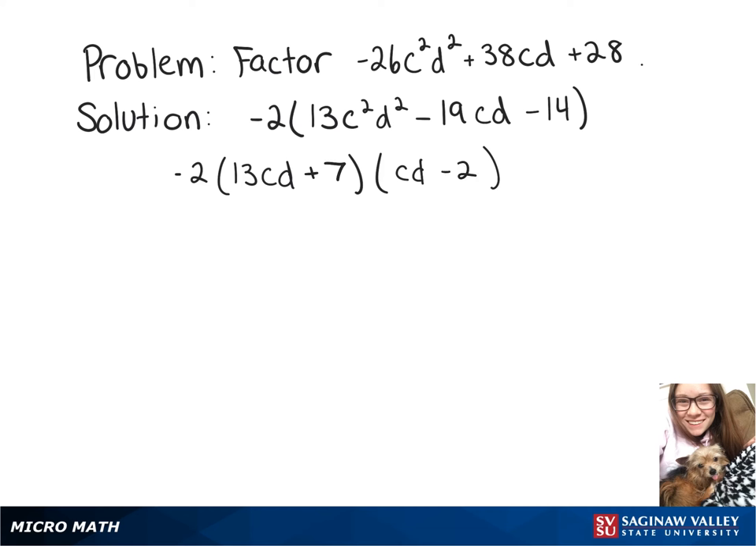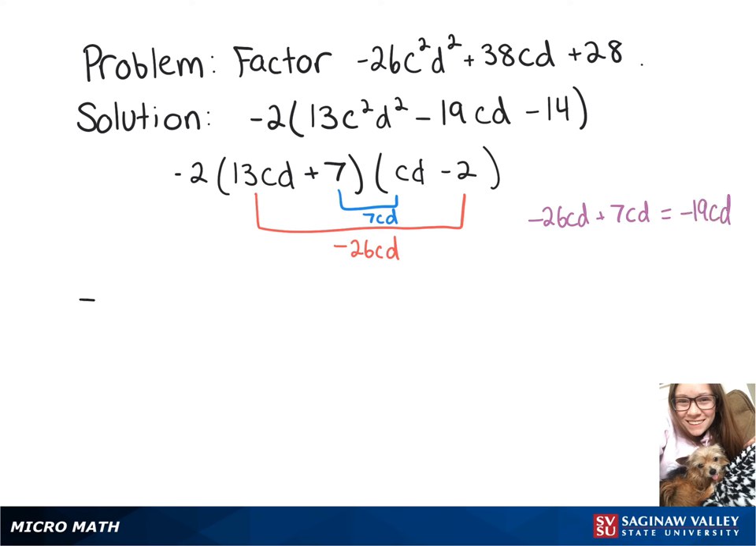Now we need to make sure that we get negative 19cd as a middle term with this. So when we multiply this 13cd and negative 2, we get negative 26cd. 7 times cd is 7cd. So now we need to add those two numbers together. And when we do, we get negative 19cd.